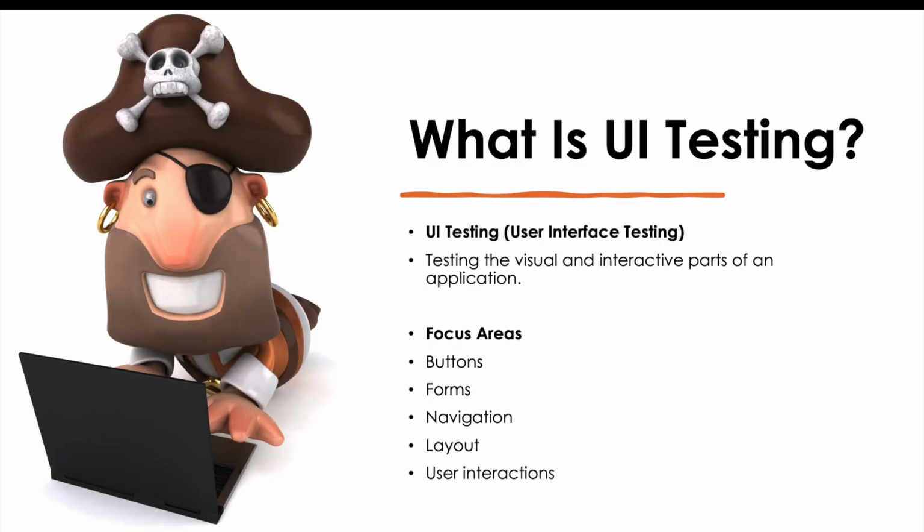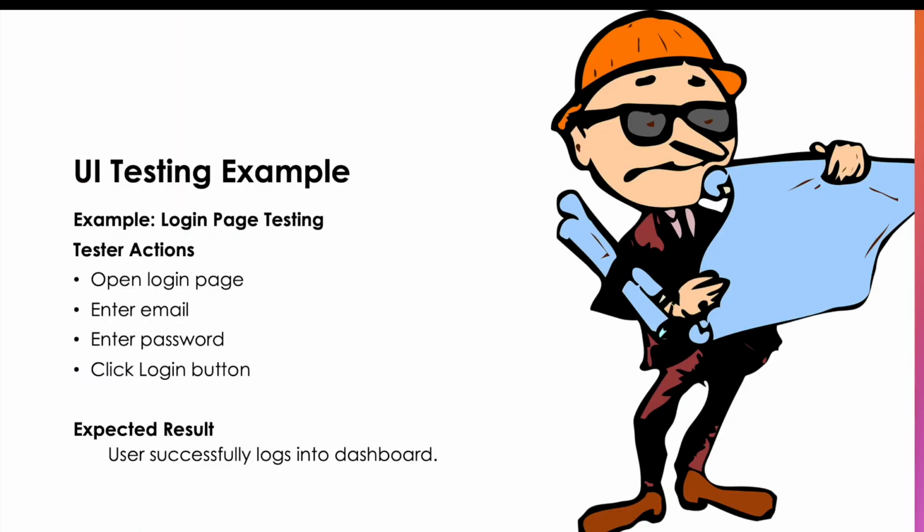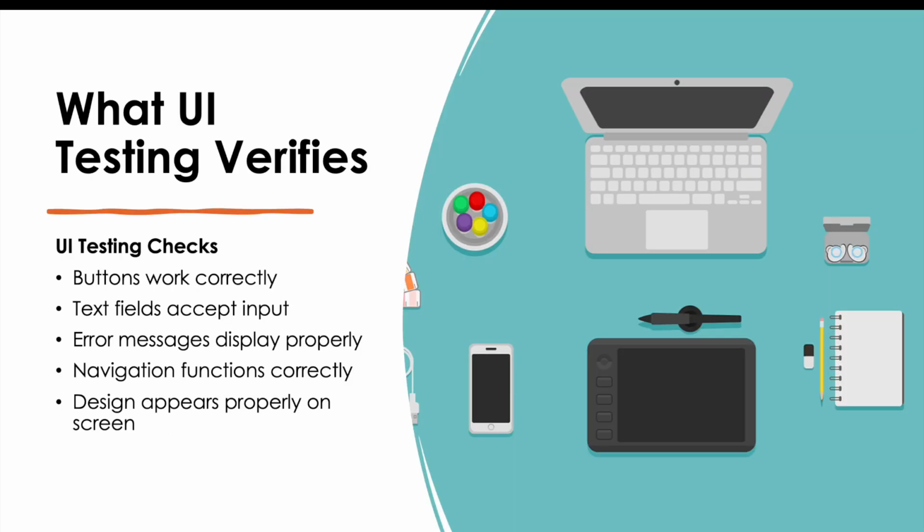So what is UI testing? UI testing, aka user interface testing, is testing the visual and interactive parts of an application. So this focuses on buttons, forms, navigation, layout, and user interaction. A UI testing example would be login page testing. So the tester's actions would be: open the login page, enter email, enter password, and click the login button. The expected result would be that the user successfully logs into the dashboard.